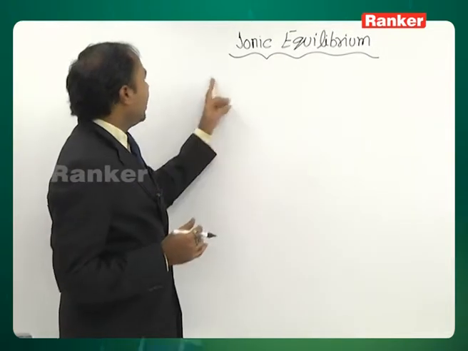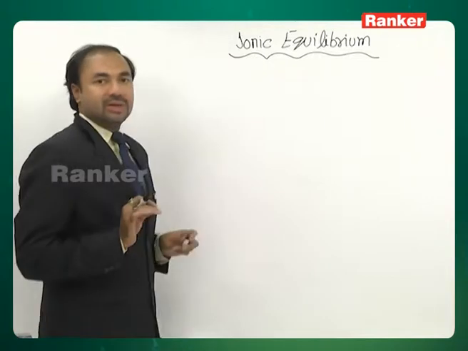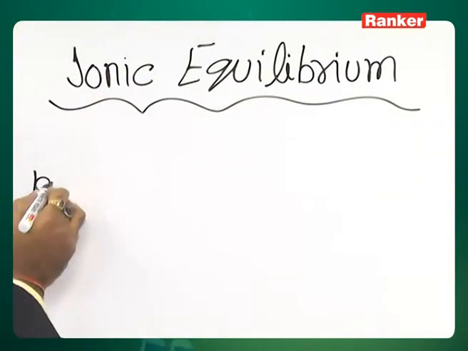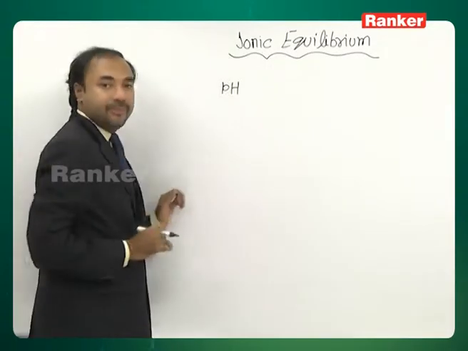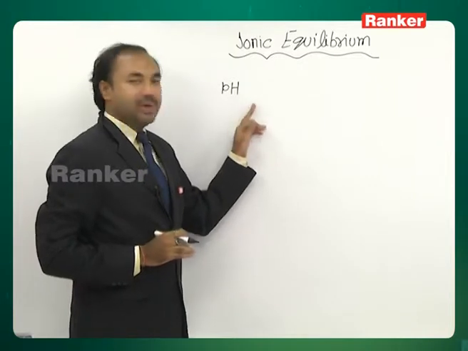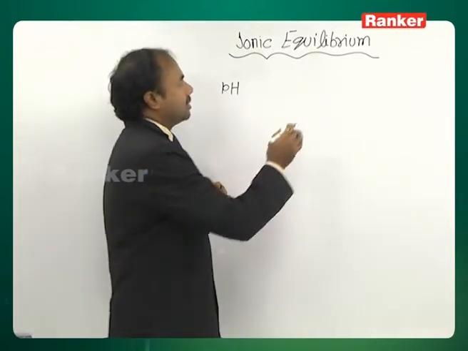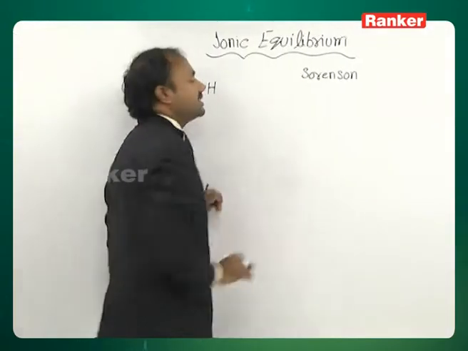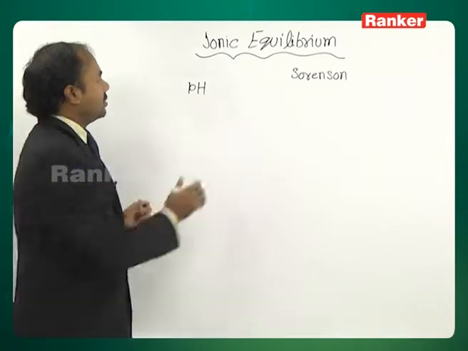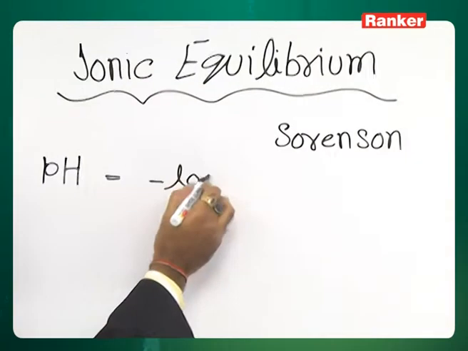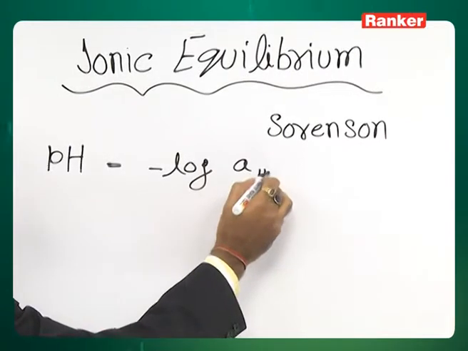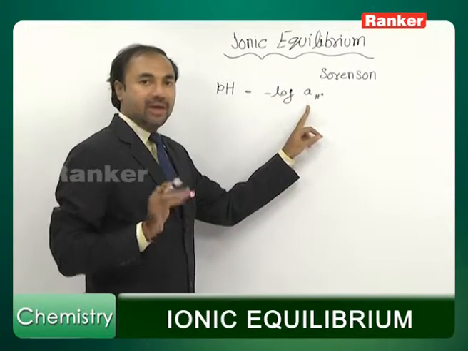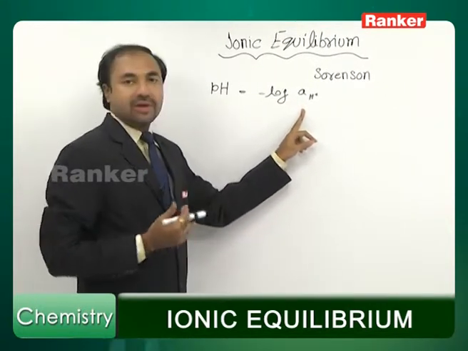Now, ionic equilibrium. The most important concept in ionic equilibrium is of pH. This is also called by some as power of hydrogen, and the term pH was given by a scientist known as Sorensen. He said that pH is equal to minus log of activity of H+ ions. Now, in case of dilute solutions, activity can be comfortably taken as equal to concentration of H+ ions.